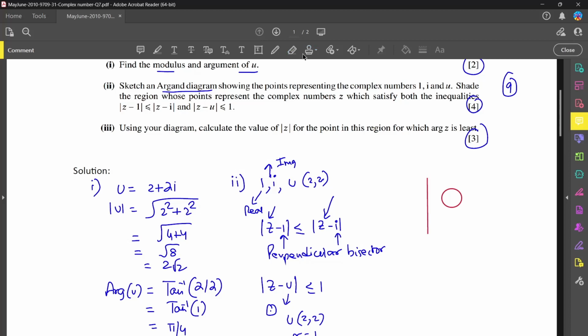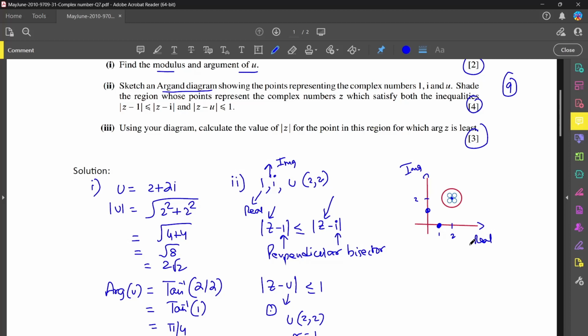In the exam, you can use your compass to draw a circle. Here, I'm using the tools available. I have drawn the circle with the center 2 comma 2. So this is 2 units, and this is also 2 units. This is 1 and this is 1. Now we also need to mark 1 on the x-axis, the real axis, and also i on the imaginary axis. So this is our imaginary and this is our real axis.